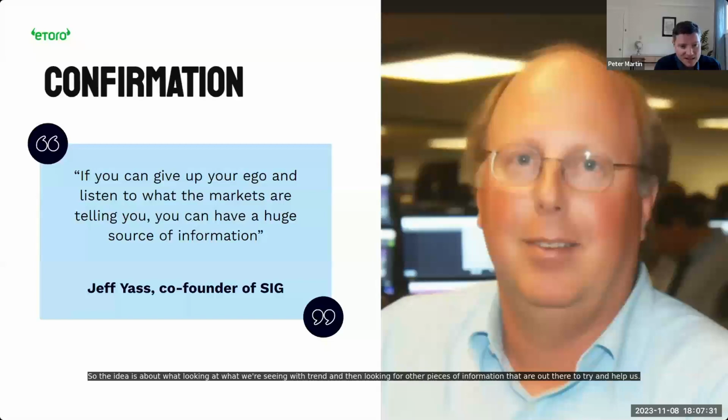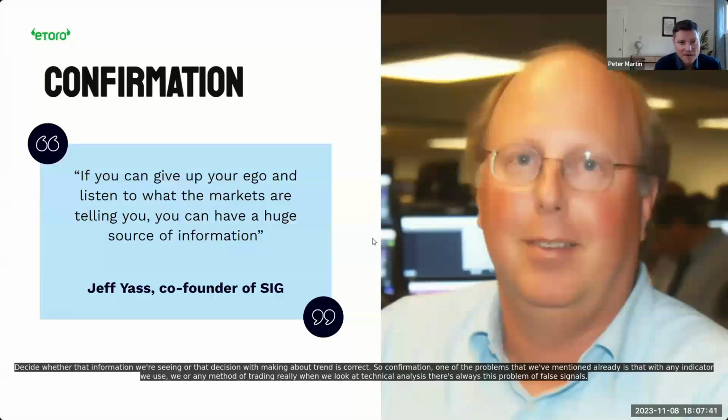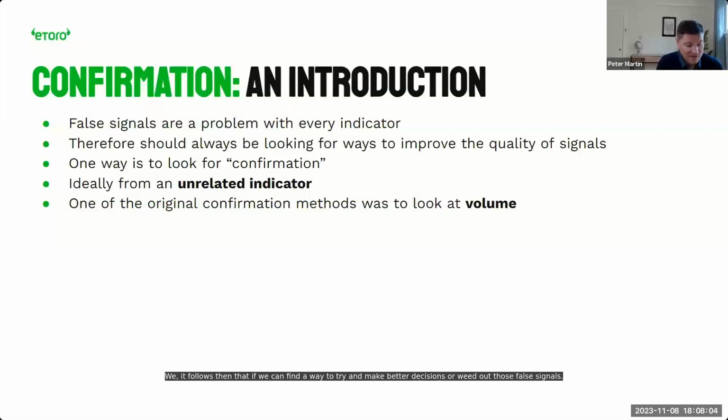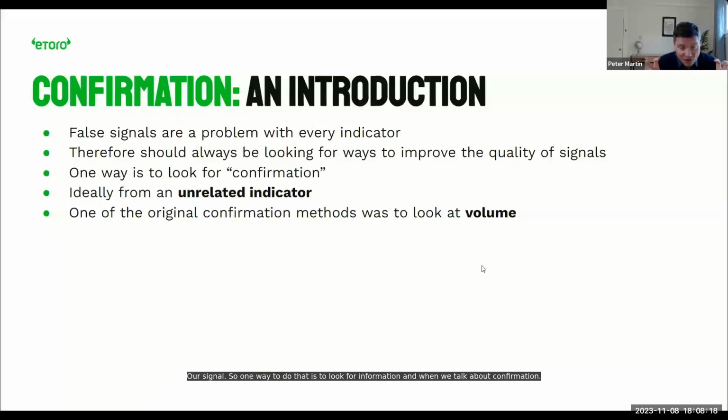So the idea is about looking at what we're seeing with trend, and then looking for other pieces of information that are out there to help us decide whether that information we're seeing, or that decision we're making about trend, is correct. So confirmation. One of the problems that we've mentioned already is that with any indicator we use, or any method of trading really, when we look at technical analysis, there's always this problem of false signals. And it follows then that if we can find a way to make better decisions or weed out those false signals, that's going to be a great help. We're always looking for ways to improve the quality of our signals. So one way to do that is to look for confirmation.